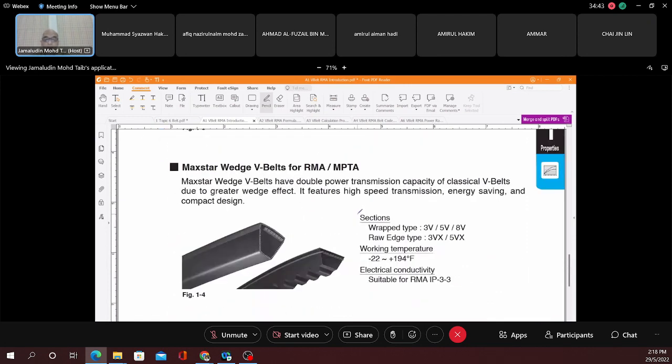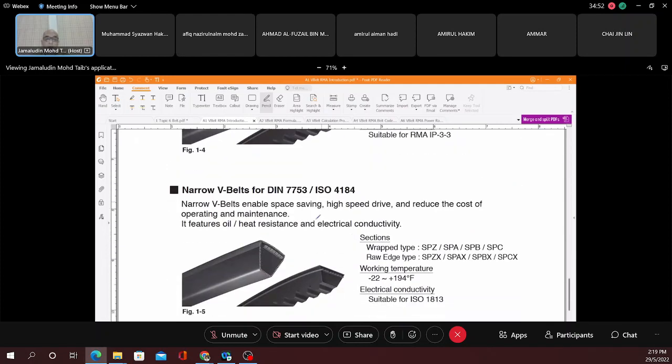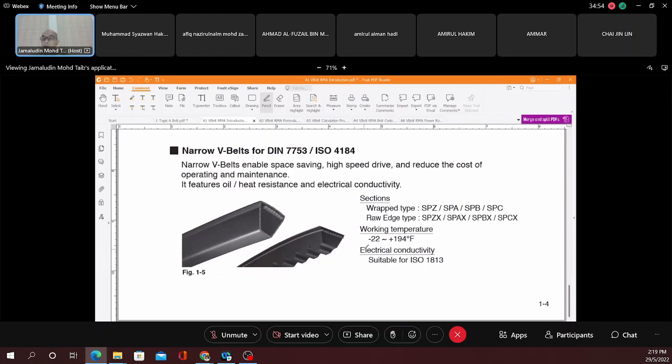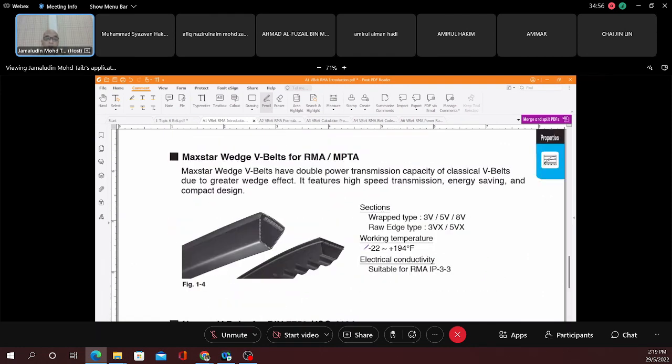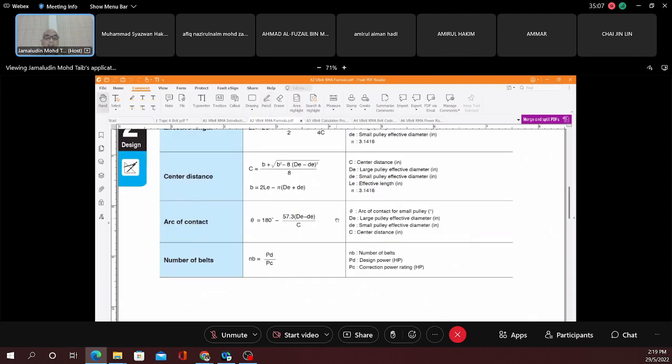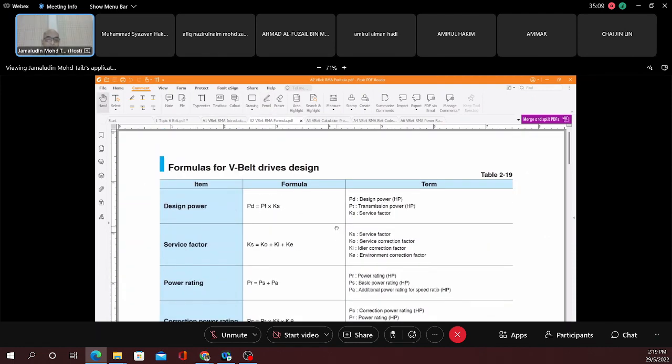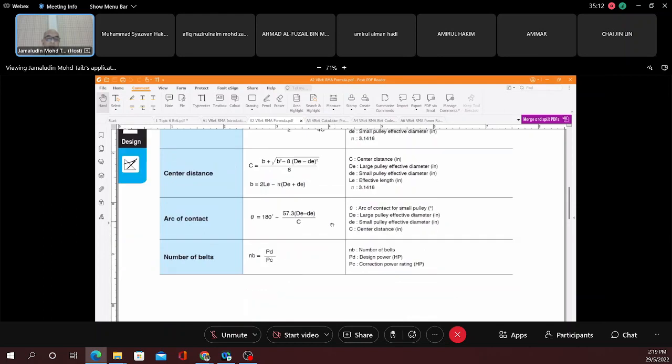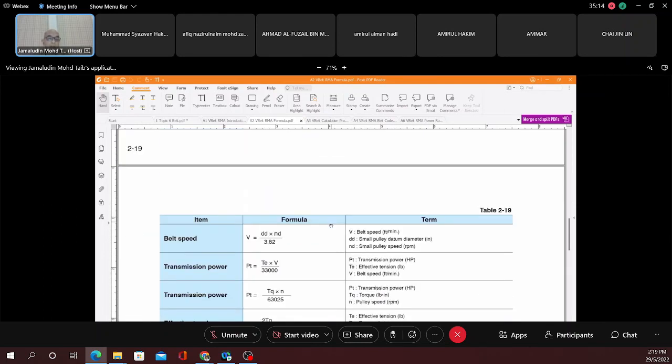There are more belts. There's a 3V, where the shape is going to be V, 3VX, and so on. You can talk about more belts here, and there are more example types of belt. However, we just focus on these two types of belt for this session, for this exercise. That is the first one. The second one is all the formulas related to the belt. These formulas are just for you to refer to, for example.